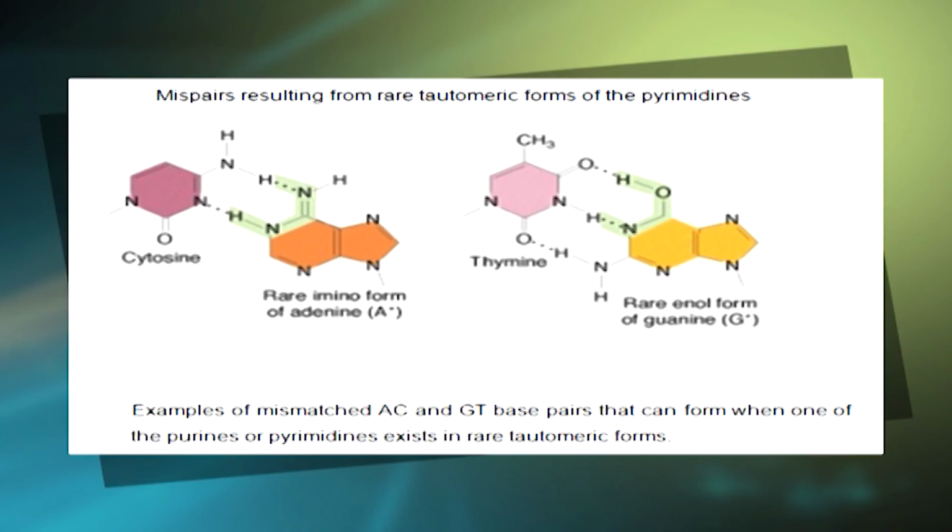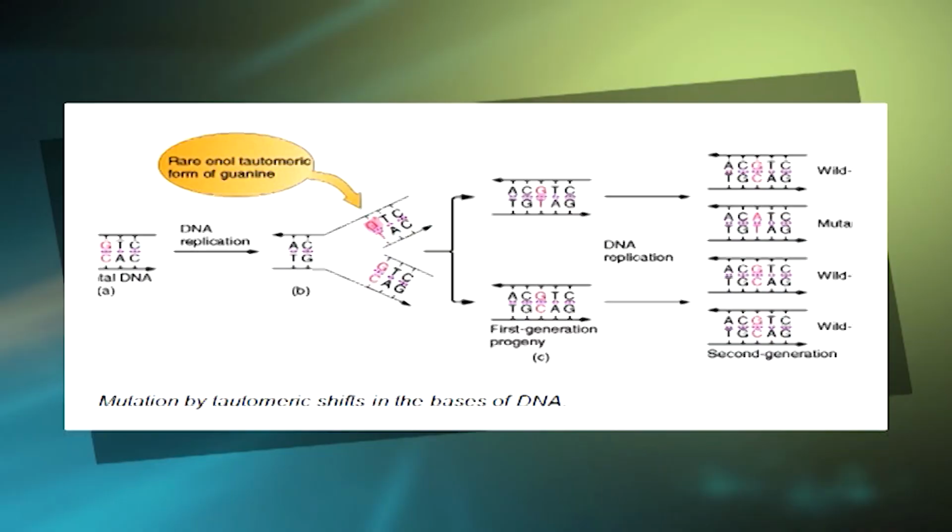In this figure, you can see the various examples of mismatched AC and GT base pairs that can form when one of the purines or pyrimidines exist in rare tautomeric forms. The appearance of the AT pair represents a GC-AT base pair transition. The same process is also seen in the DNA double helix as shown in the figure. In this figure, you can see the mutation by tautomeric shifts in the bases of DNA.